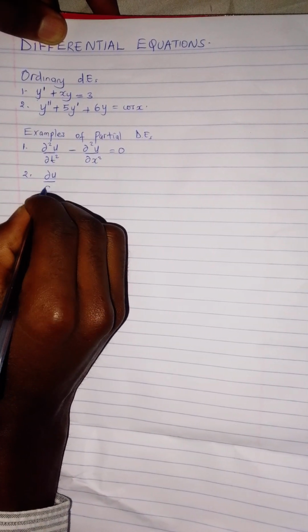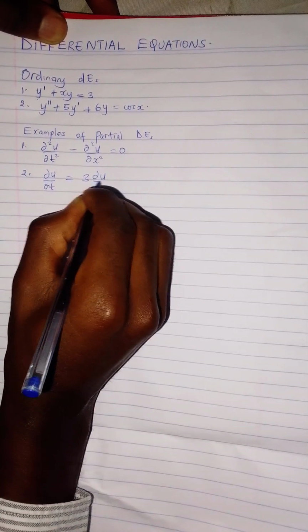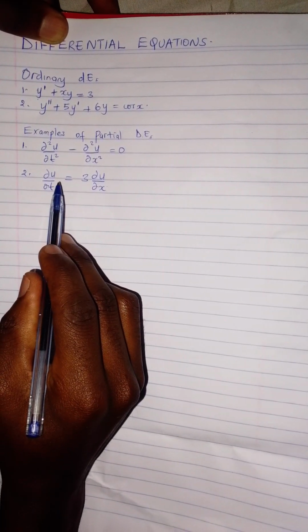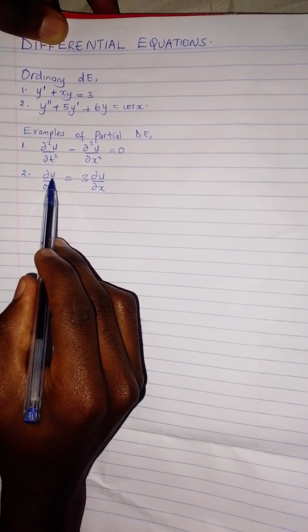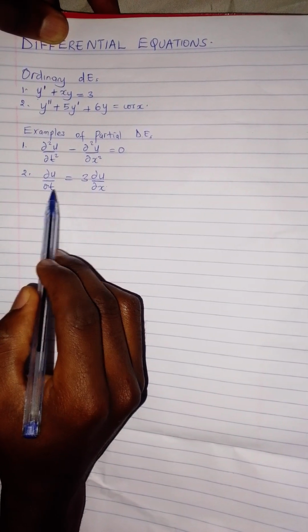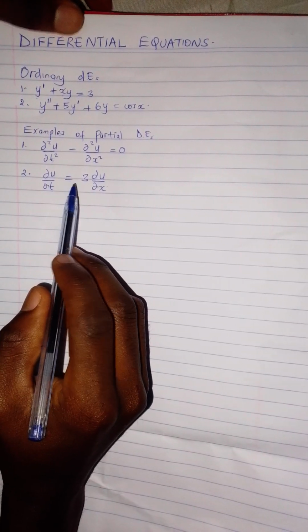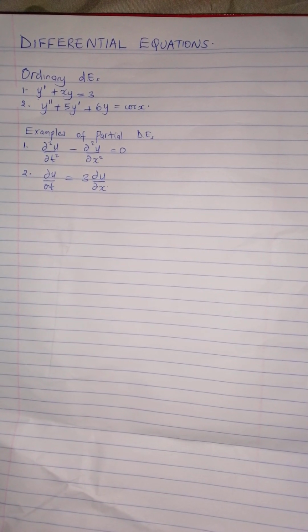We can have another example, which is partial u partial t equaling 3 partial u partial x. So this is another example of partial DE because the dependent variable u, which is the unknown function, is depending on t and also depending on x. So these are some of the examples of partial differential equations.